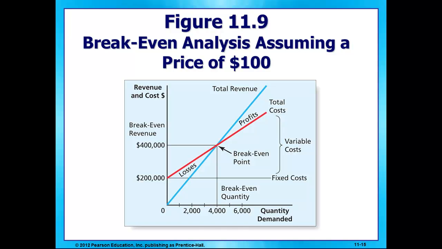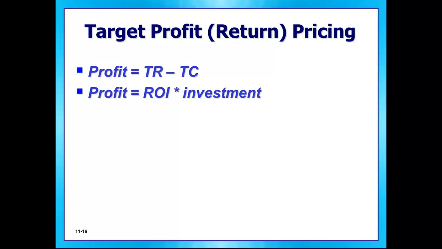In terms of graphing break-even analysis, what we see is that the point at which the total revenue line intersects the total cost line is the break-even point. Now, because most companies are not satisfied with making zero profit, and even non-profits do make profit, it's a question of what they do with the profit they make in terms of reinvesting it into services.